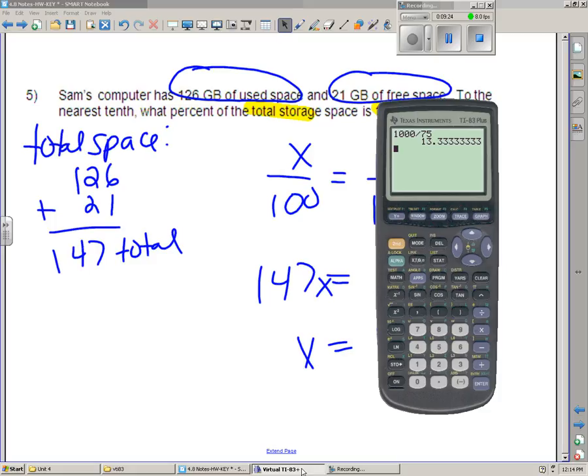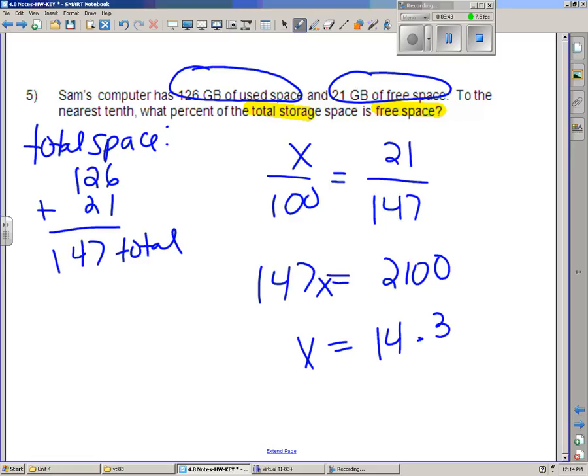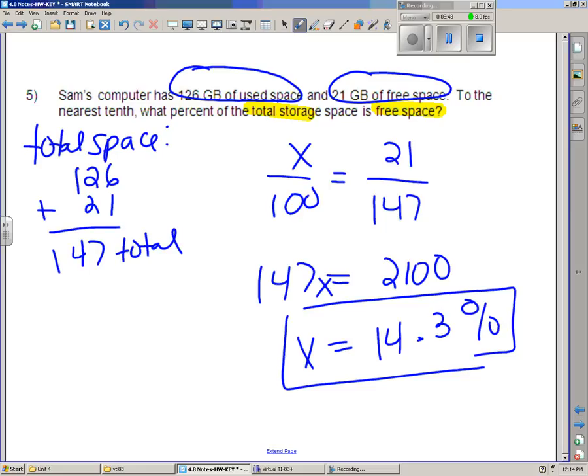Let's take a quick look here. So 2100 divided by 147. So it's 14.28, and that's going to round to 14.3. So 14.3% is how much the free of the total is. All right, so that's it. So basically you've got percent proportion, set those things up, use your calculator, and you should be good. Good luck.